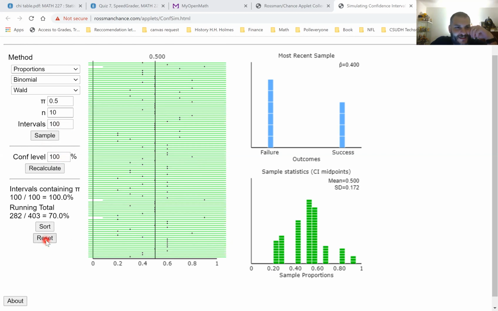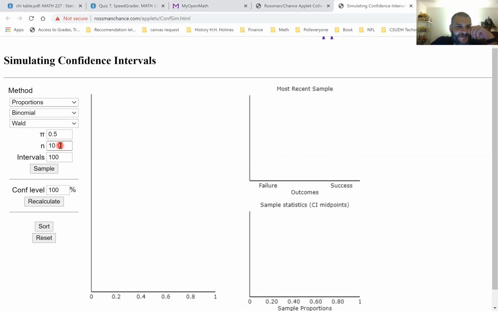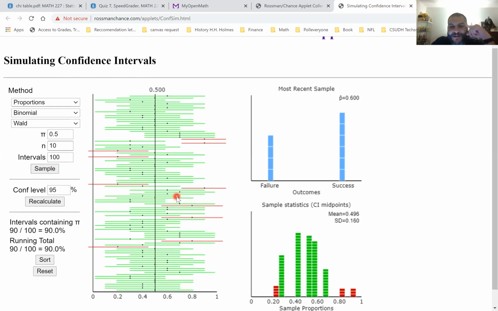All right, so let's reset this. Okay, so let's do 95%. Let's go recalculate. So here we're back to our 95%. Let's go to the sample size. If you look right now, do you think our sample size is pretty big or pretty small? Yeah, we'll probably have a pretty small sample size. So let's increase it to 100.